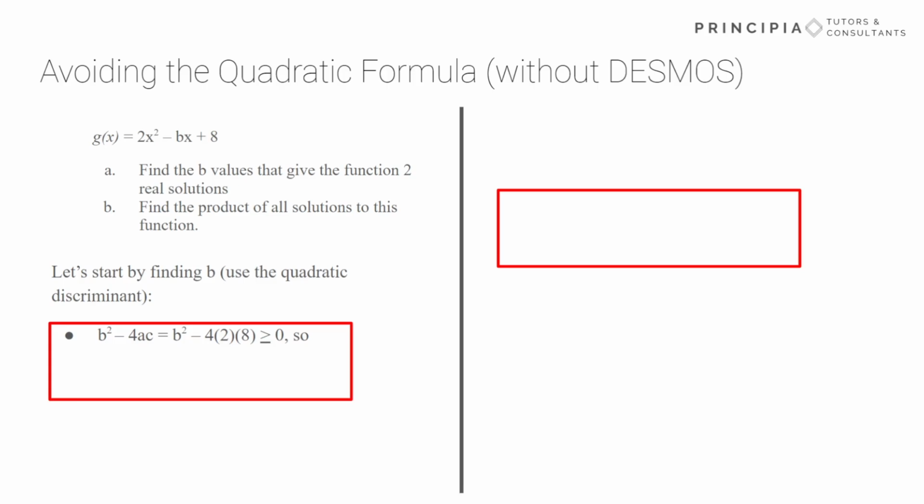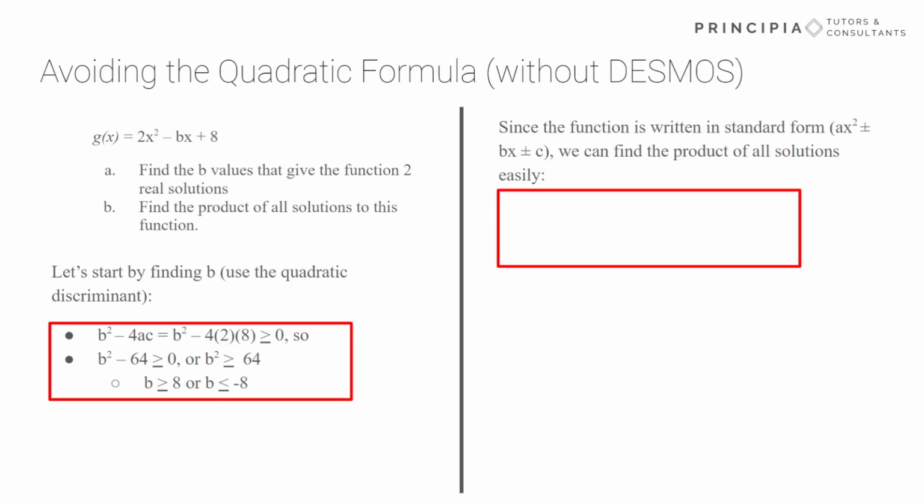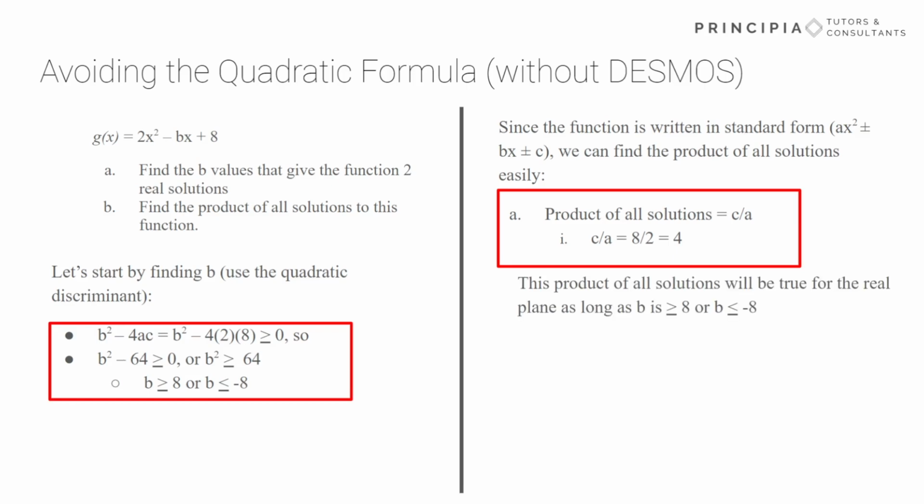Plugging in the numbers, working the math out, would come out to b should be greater than or equal to 8 or less than or equal to negative 8. Since our function's in standard form, we can find the product of all solutions using the formula c divided by a. In this instance, with c and a being clearly defined, we would just take 8 divided by 2 and it would leave us with 4. This product of all solutions will be true for the real plane as long as b is either greater than or equal to 8 or less than or equal to negative 8.